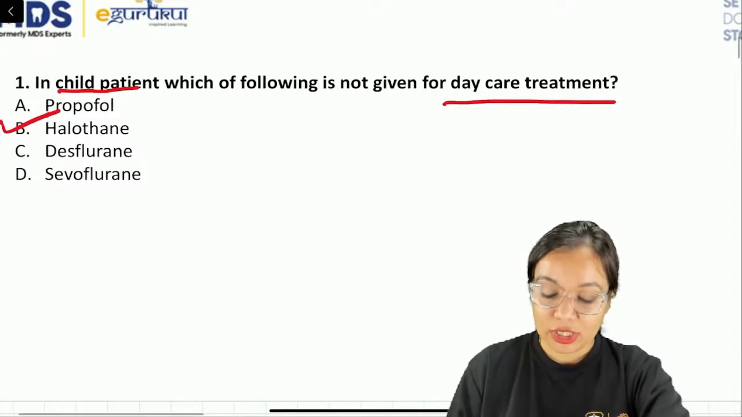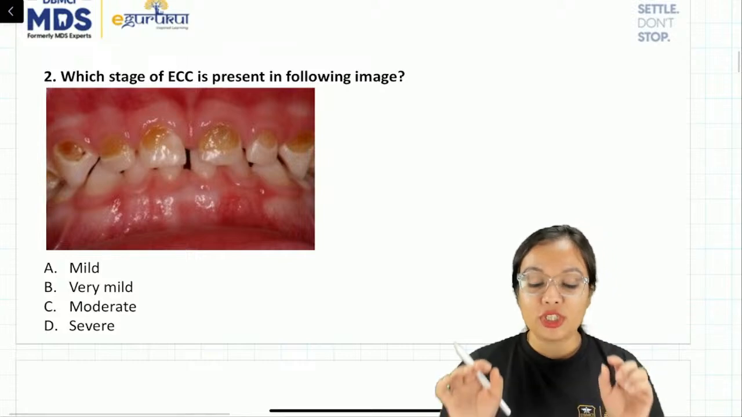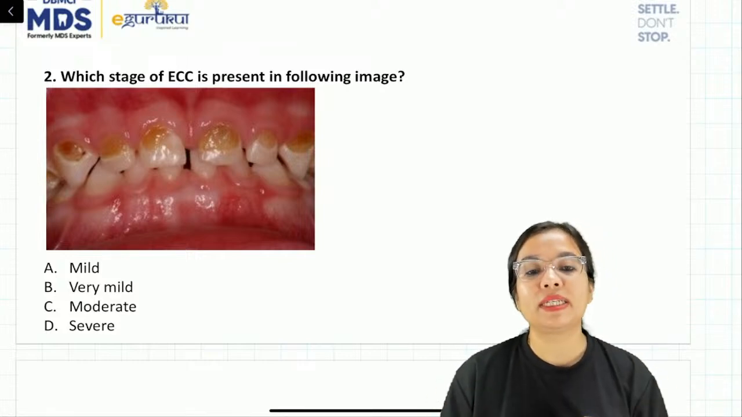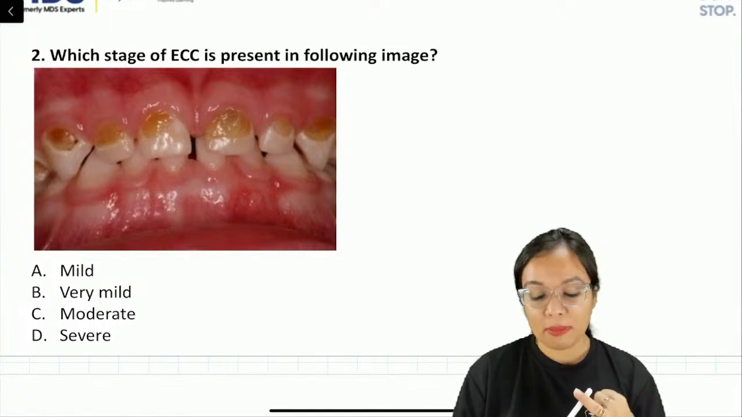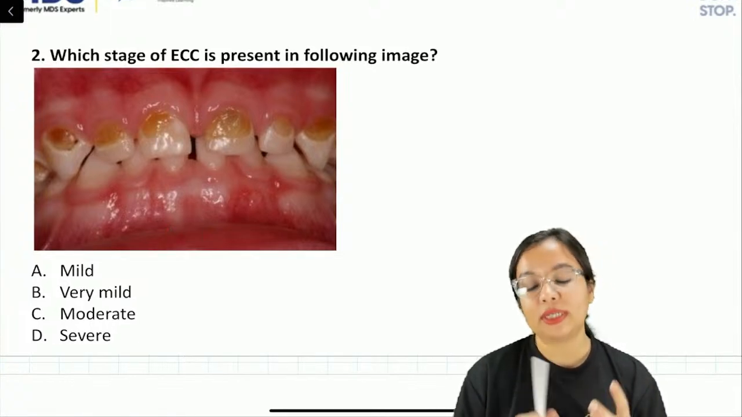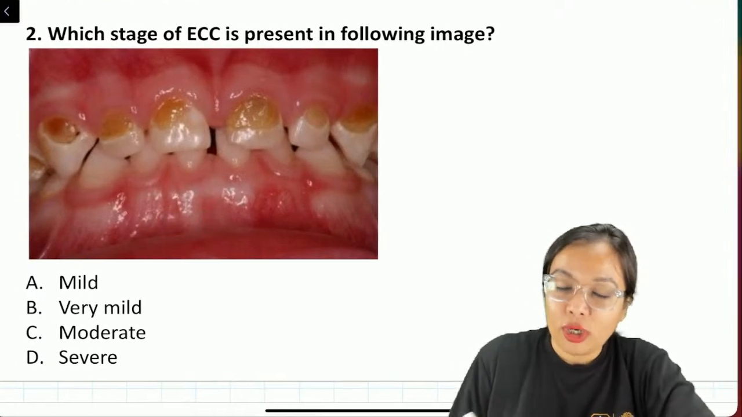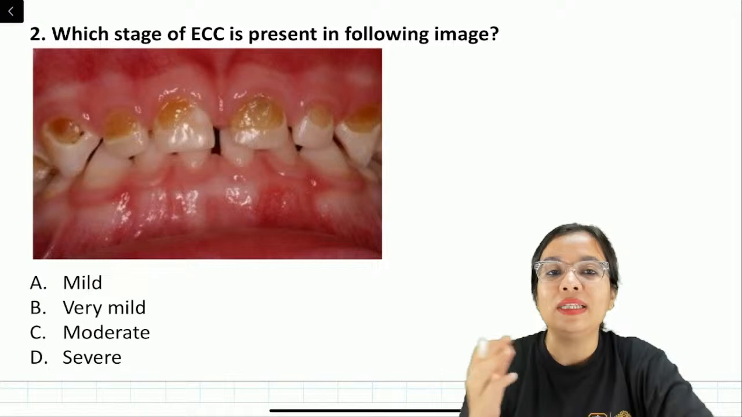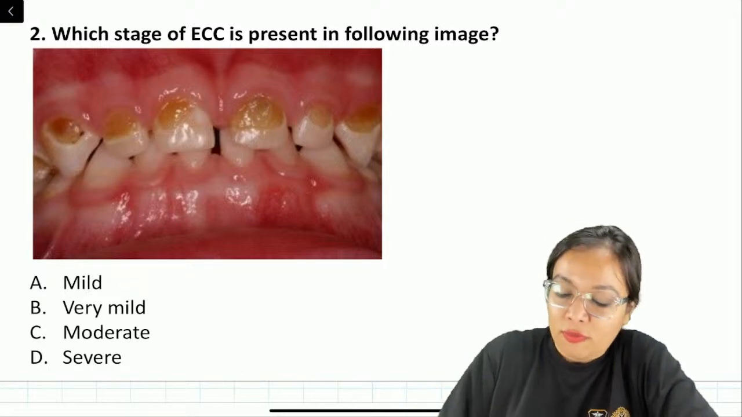The second question that is being asked is, which stage of ECC is present in the following image? Whether it is mild or very mild, or it is moderate, or it is severe. You all can see that the lesions have not completely destroyed the incisors, neither are the lower incisors involved.